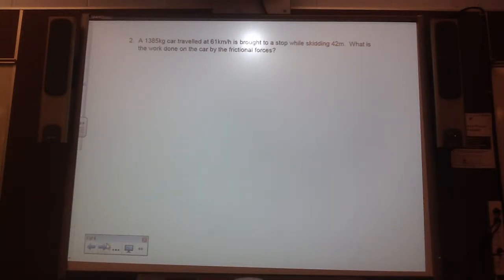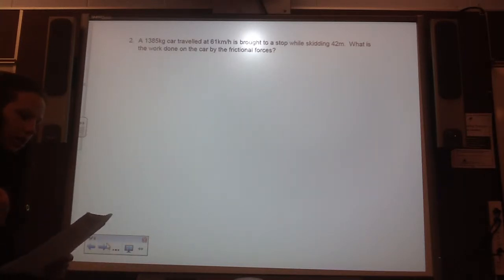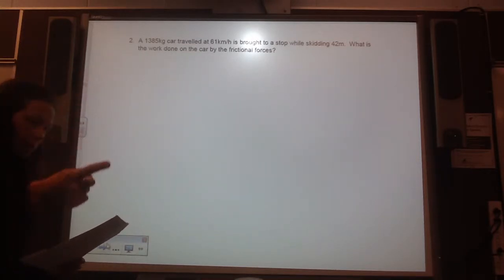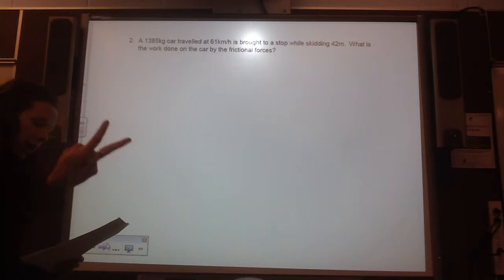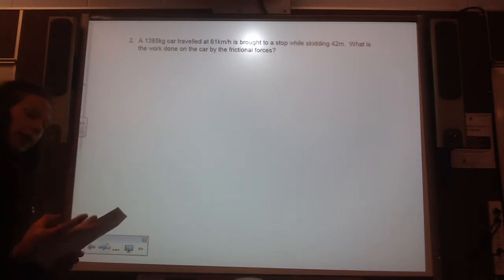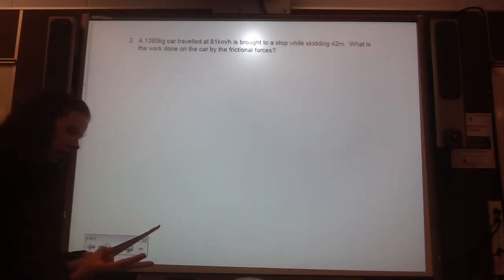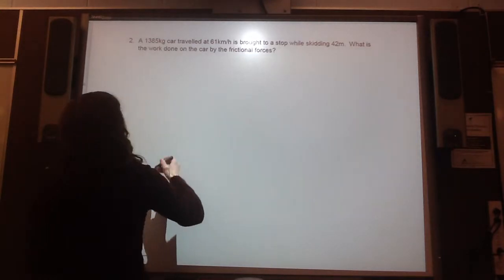The next one, we have a car traveling at 61 kilometers an hour, and it's brought to a stop while skidding 42 meters. What is the work done by the car by the frictional forces? So we need to go back and remember our kinematics unit and our dynamics unit, and now apply it to work. Okay, so let's think about it.